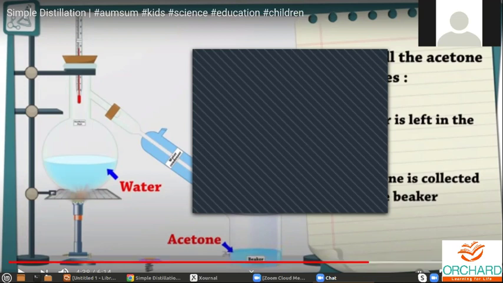Any doubt? So please type if you have any doubt. If no doubts, we shall pass on to the fractional distillation of petroleum.